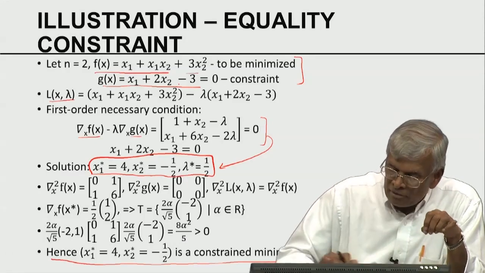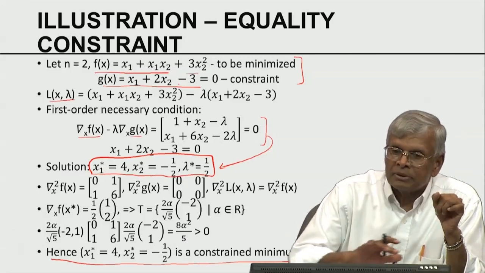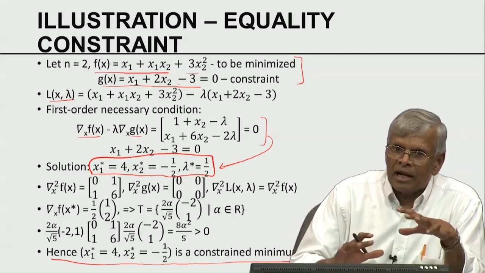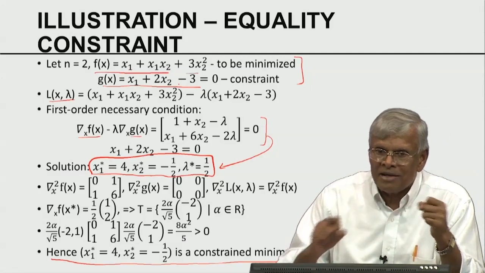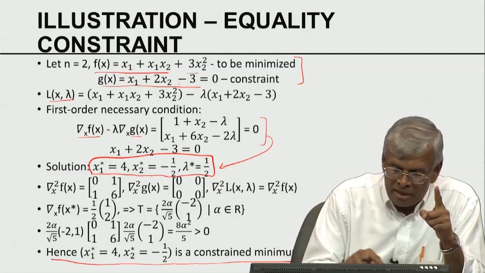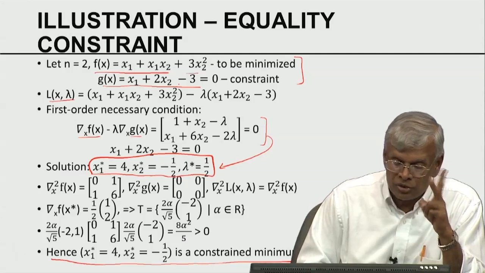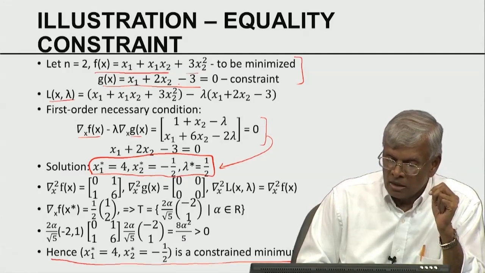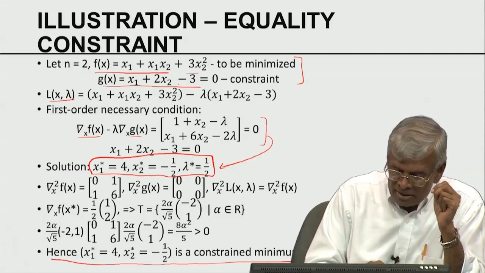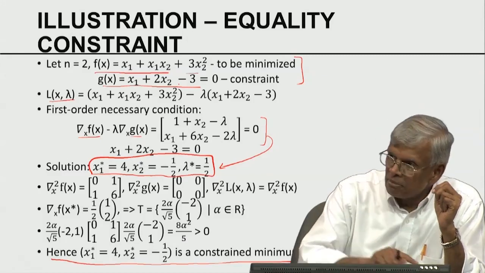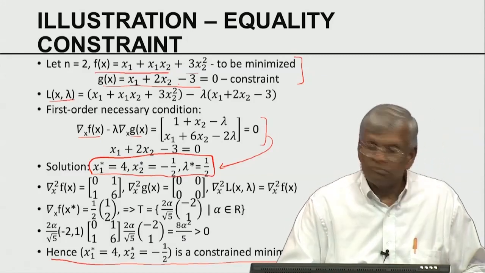So, this is a very nice example that illustrates the power of the Lagrangian multiplier. In here there is only one lambda because m is 1, n is 2. So, I find both the lambda and x1, x2. We solve the problem and that is a constrained minimum.